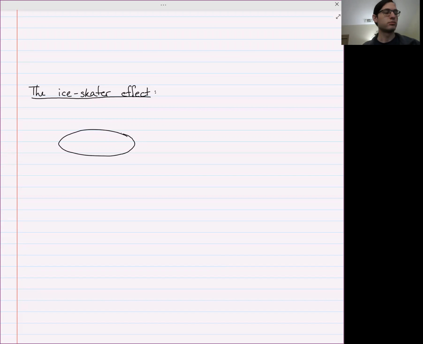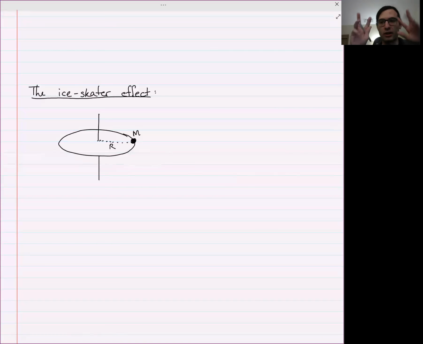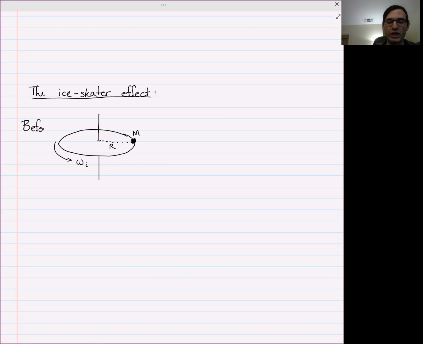So instead of an ice skater, we have a disk spinning about some axis. And instead of arms and weights, we just have a point mass that is sitting somewhere near the edge of the disk, mass m. That distance, we'll call it r. And the ice skater, the disk, is initially spinning around our axis with some initial angular velocity omega I. Now this is the before picture, before the ice skater pulls in the weight.